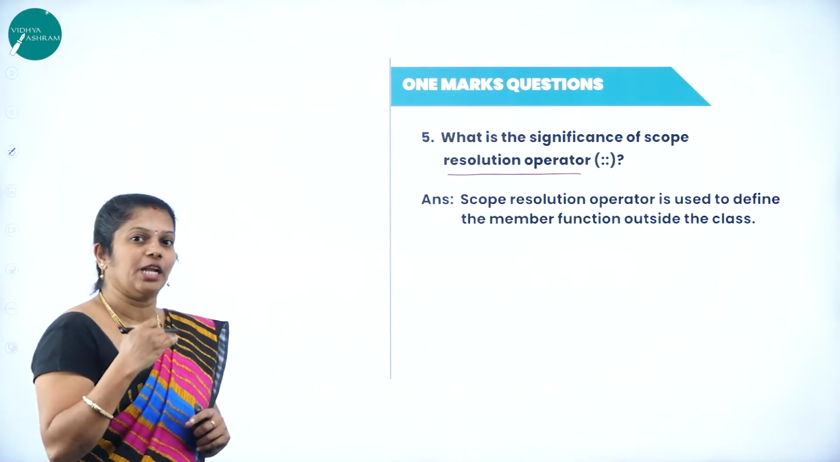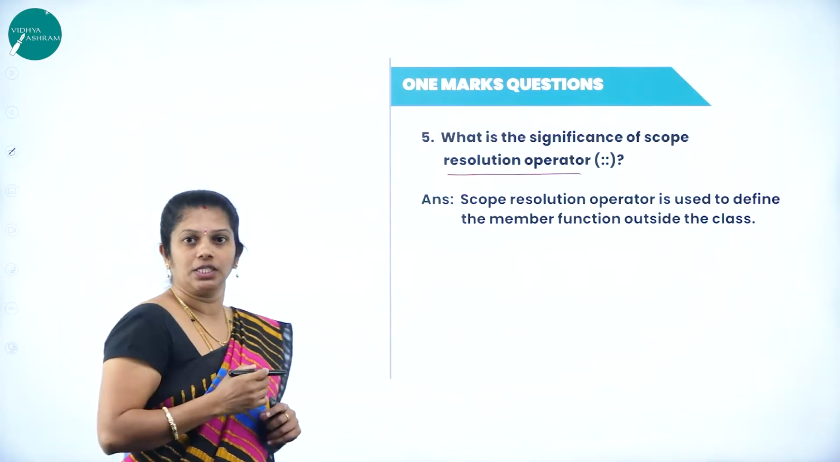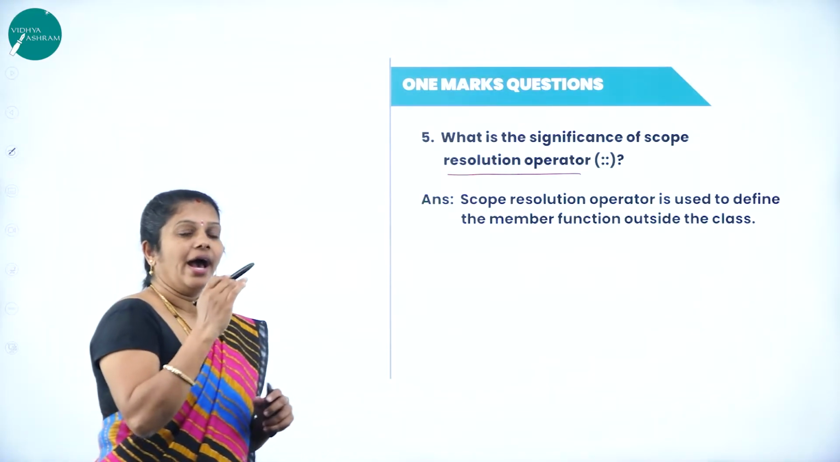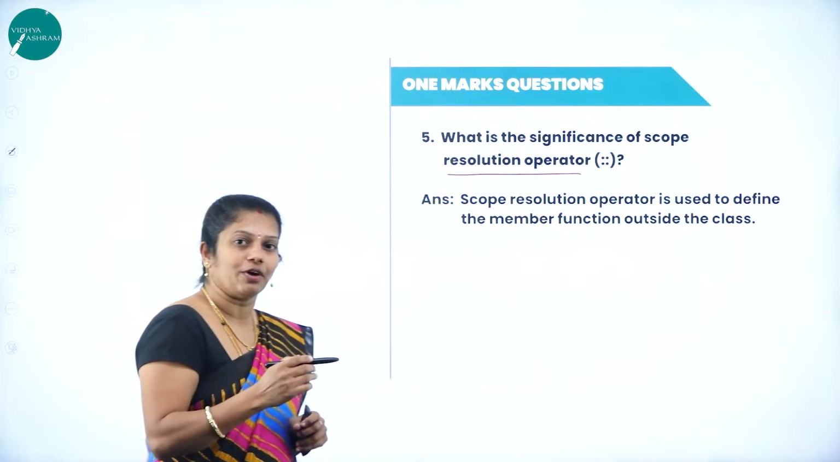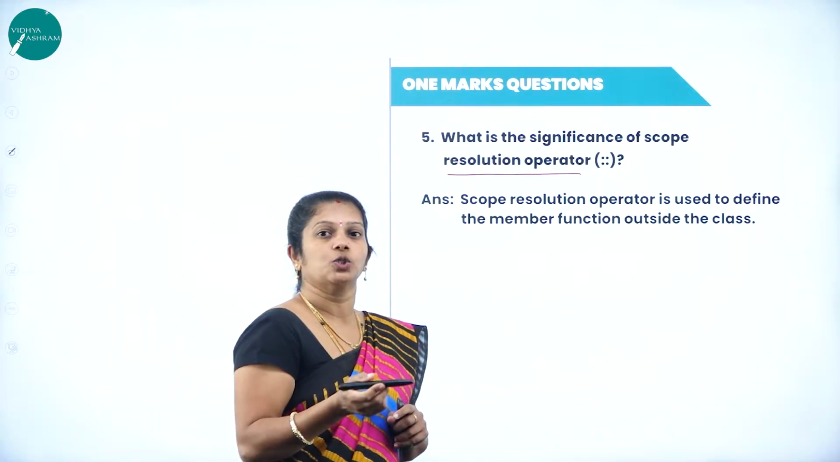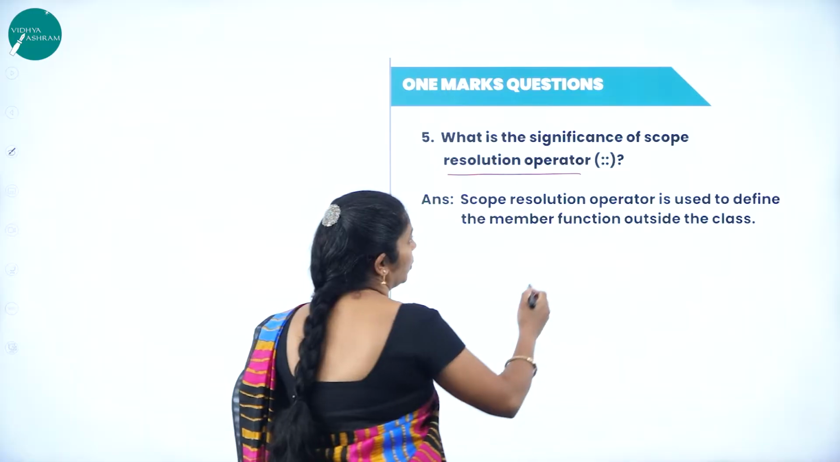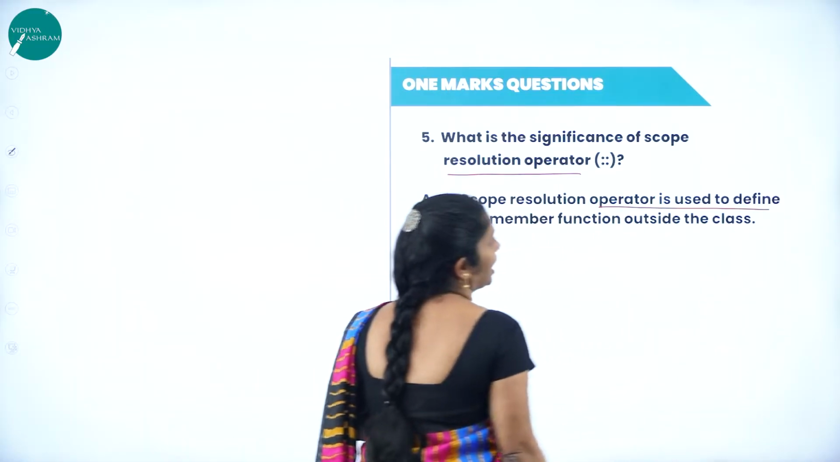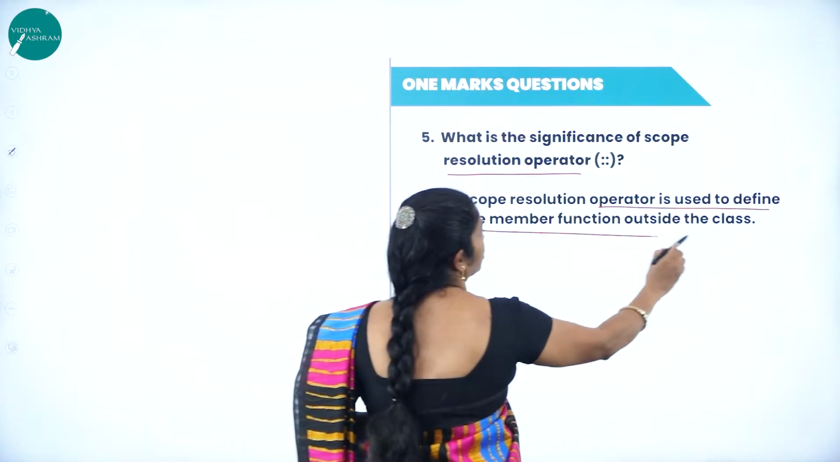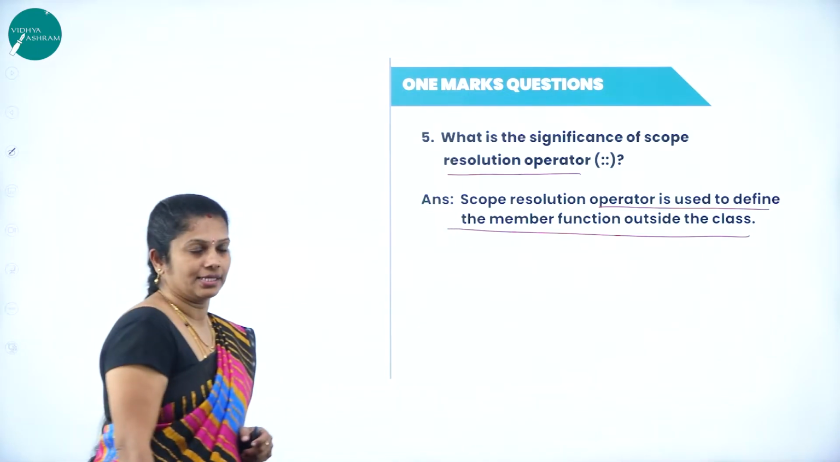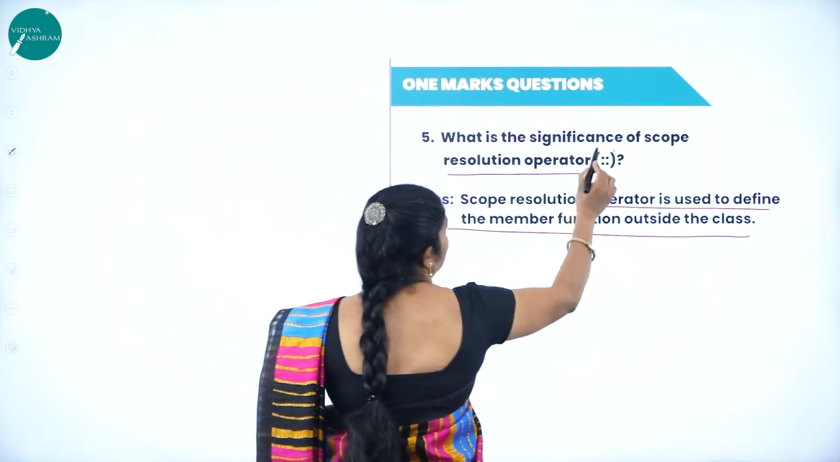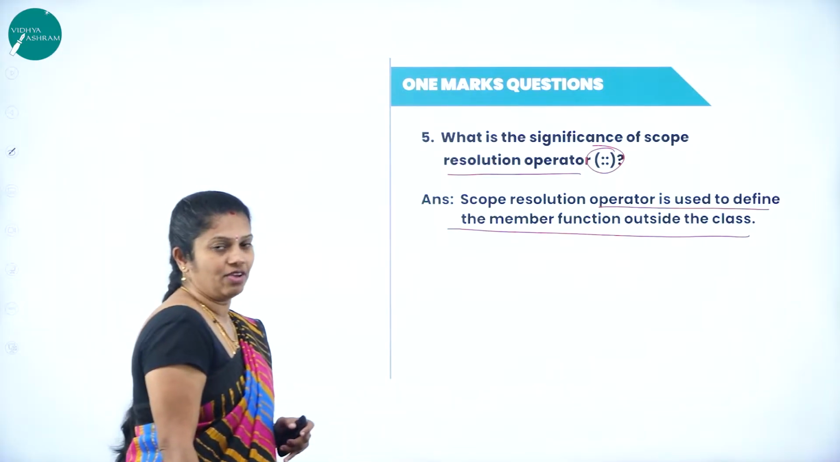When you want to write the statements outside the class, then we are using this scope resolution operator. As well, this helps to identify that particular function belongs to which class. Whereas scope resolution operator is used to define the member function outside the class. This is the operator, scope resolution operator, we are using.